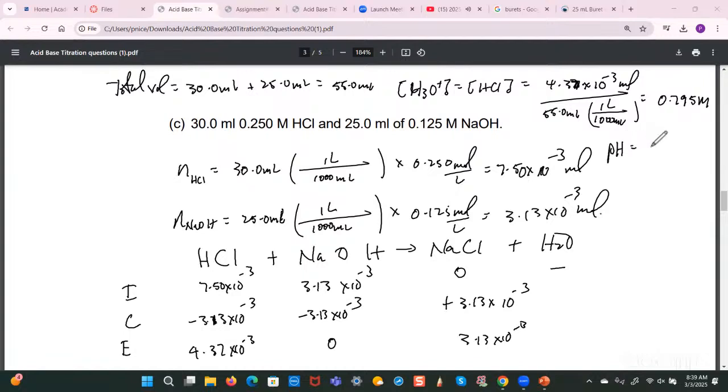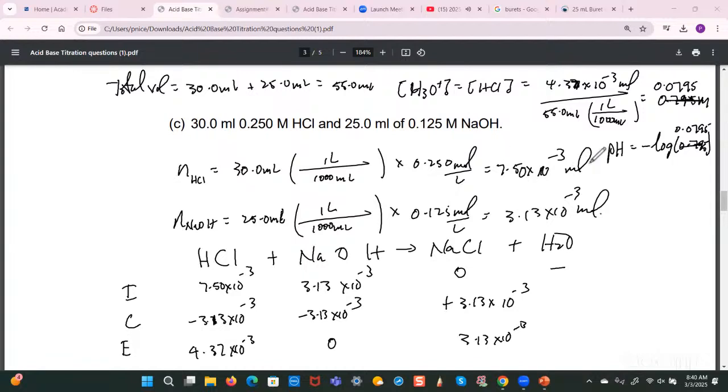So pH is equal to minus log of this number, 0.795. So let me see what I get. Oh, I made a mistake. This should be 0.0795. And the same should be here. Let me cross it out. 0.0795. Okay, so 0.0795, log of that.